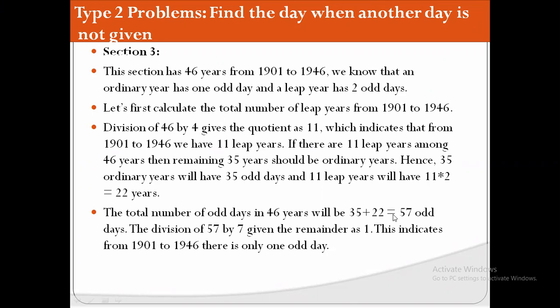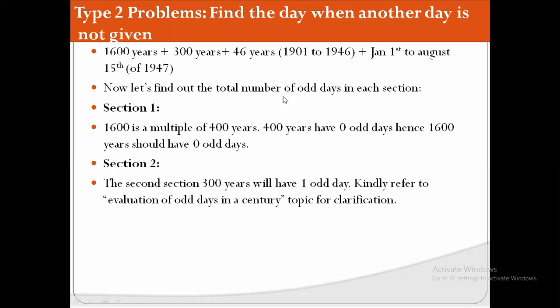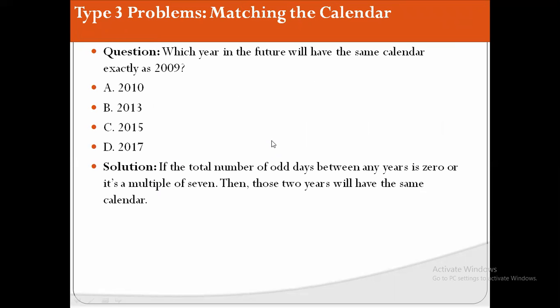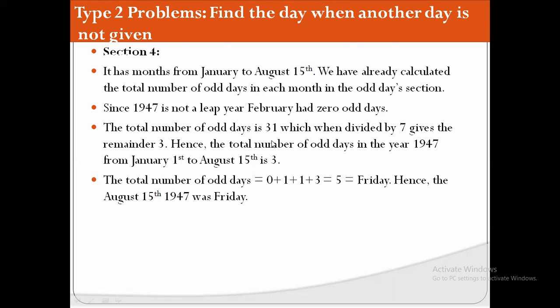So in total we have calculated 57 odd days, and if it is divided by 7, the remainder is 1. It indicates one odd day from 1901. So you need not do all these difficult simplifications. Just simply calculate how many odd days there are from this year to that year, which will also be very easy for us to calculate. Like this, we can solve that particular type of problem.